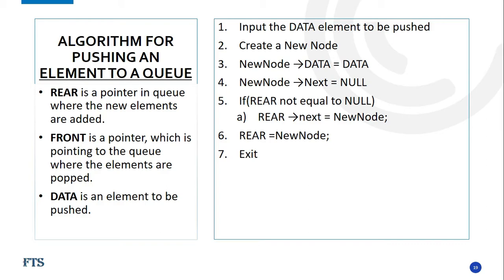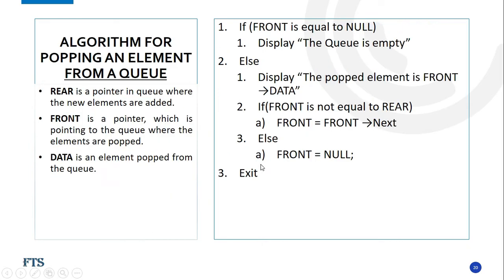Algorithm for pushing an element to a queue. We need two pointers, rear and front pointers. Rear is a pointer in the queue where the new elements are added, and front is a pointer pointing to the queue where the elements are popped. Data is an element to be pushed. Therefore, we have to input the data first, then create a new node, assign the data to the data field of the new node, and null to the next address of the new node, because it's gonna be pushed at the rear end. If rear is not equal to null, then rear next should be new node and rear should point to the new node. Finally, exit.